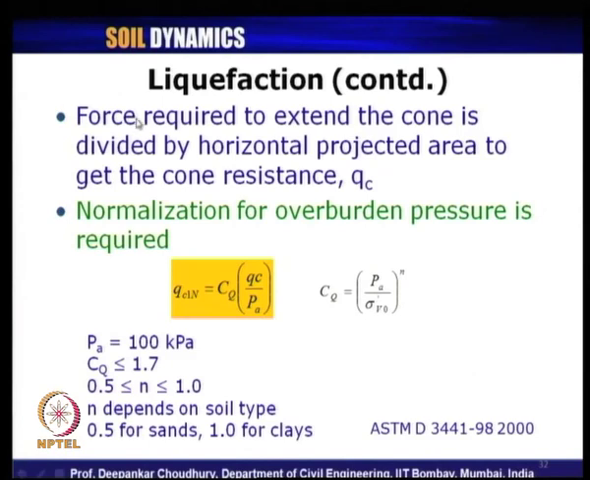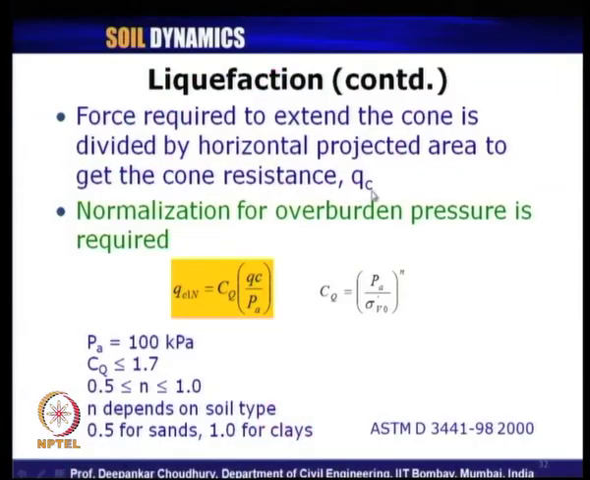What are the things we measure from the CPT? The force required to extend the cone is divided by the horizontal projected area of the cone to get the tip resistance of the cone, which is denoted by QC. That is how much load you require to push that cone in the soil, divided by the projected cross sectional area of the cone will give you the tip resistance.